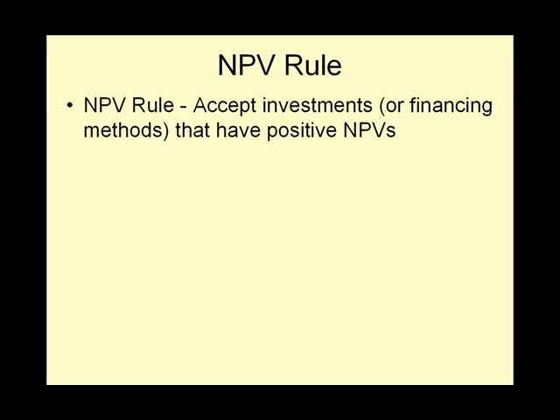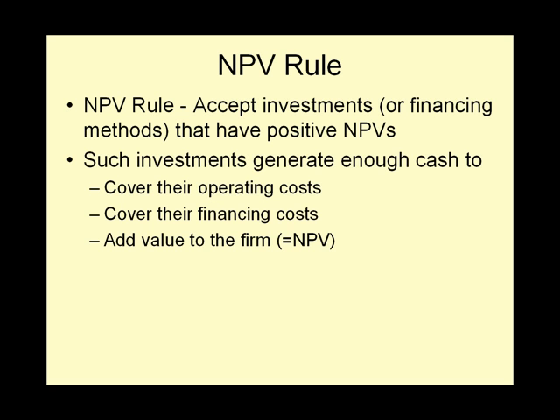We apply the NPV rule, which is that we accept investments or financing methods that have positive NPVs. As we'll see, such investments generate enough cash to cover their operating costs, to cover their financing costs, and to add value to the firm. And the net present value that's calculated equals the amount of value that a particular investment adds to the firm.